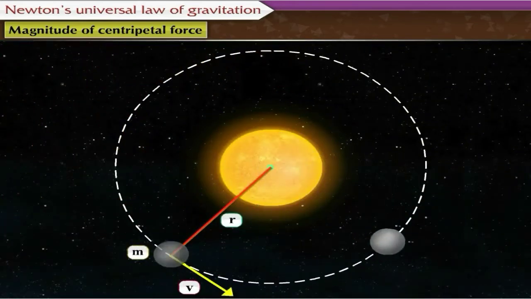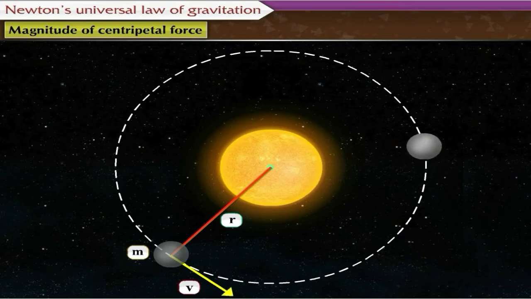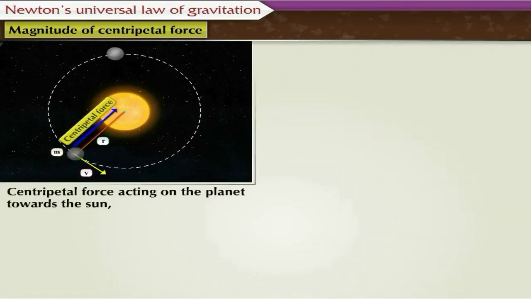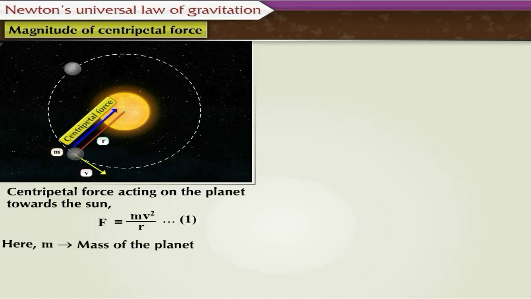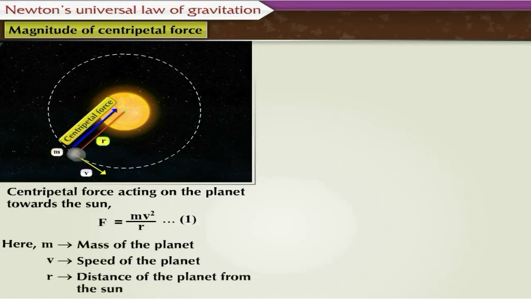If a planet is revolving around the sun in a circular orbit in uniform circular motion, then the centripetal force acting on the planet towards the sun must be F is equal to m into v square upon r. This is equation 1. Here, m is the mass of the planet, v is its speed, and r is the distance of the planet from the sun.